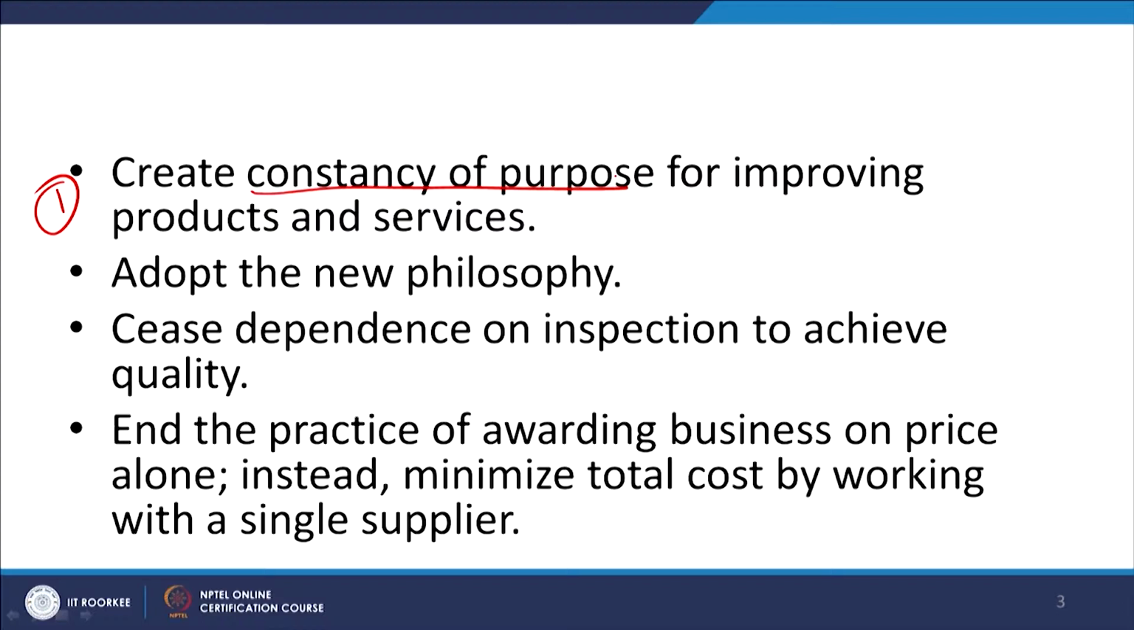So, there has to be a constancy or continuity, the word continuity of purpose, and the continuity of purpose for improving products and services. So, it cannot be an intermittent kind of activity, rather it has to be a continuous kind of activity.